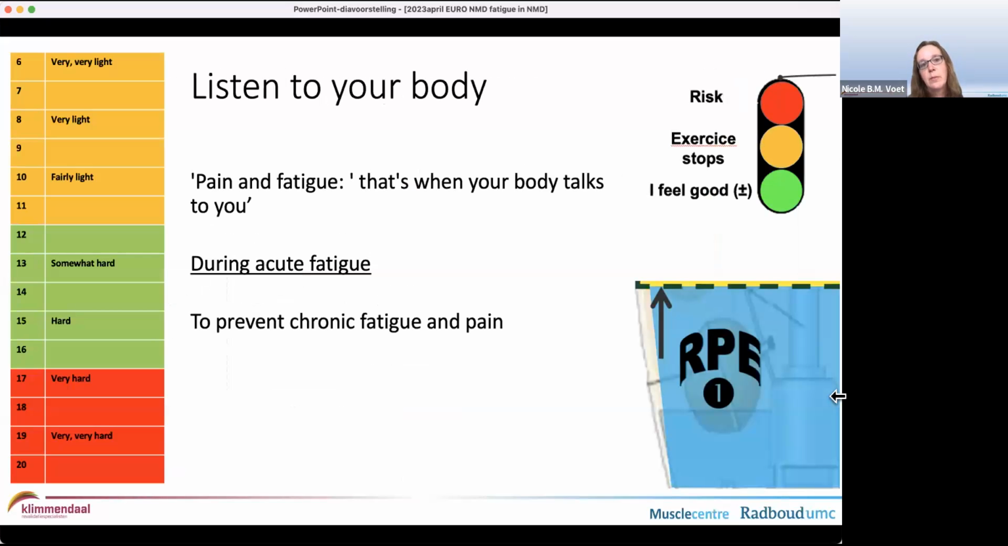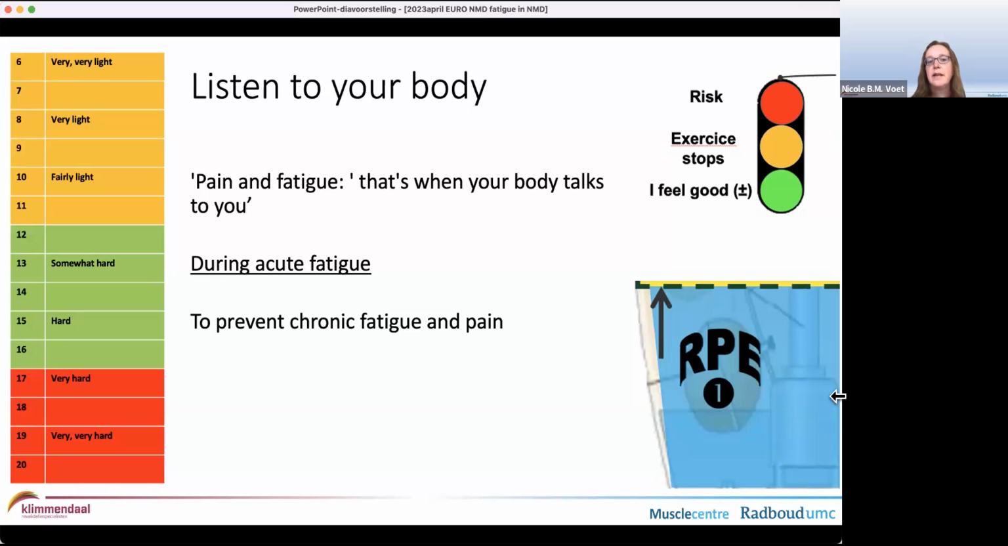And also very important, listen to your body. A girl of 6 years old was asked, what is pain and what is fatigue? And she said, pain and fatigue, I think that's when your body talks to you. Wonderful, because it's true. In case of acute fatigue and acute pain, they have a meaning. They warn you. Think about helping the integrity of the body.